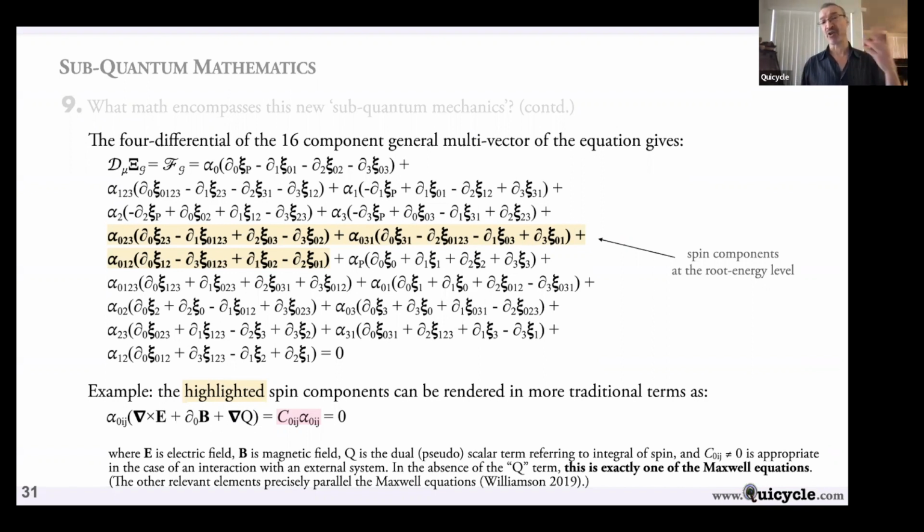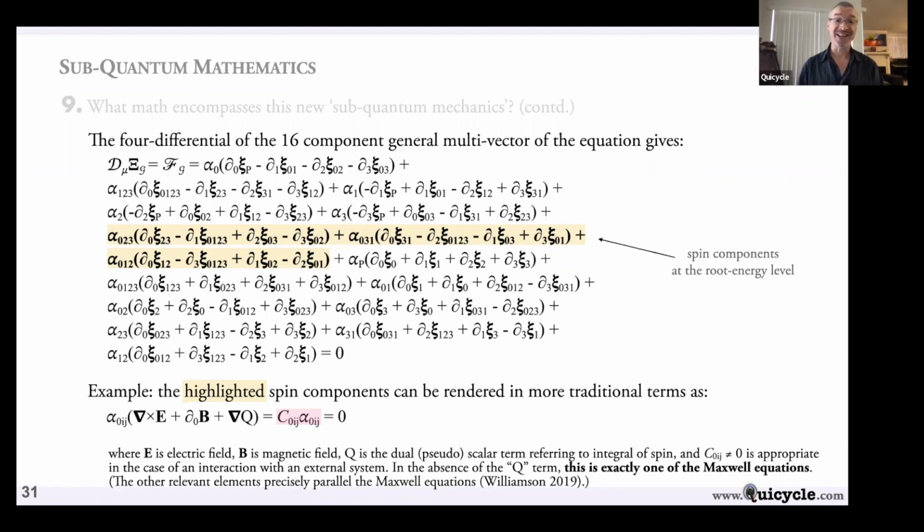By the way, I mentioned the concept of root energy. That is because just like in regular quantum mechanics, in order to get an energy density, you have to square the field. The field represents the root energy concept, and that gets squared in order to get an energy density. This is the same concept here, where each of these 16 components represents a root energy at the level of field. So the highlighted section here shows the terms that represent spin.